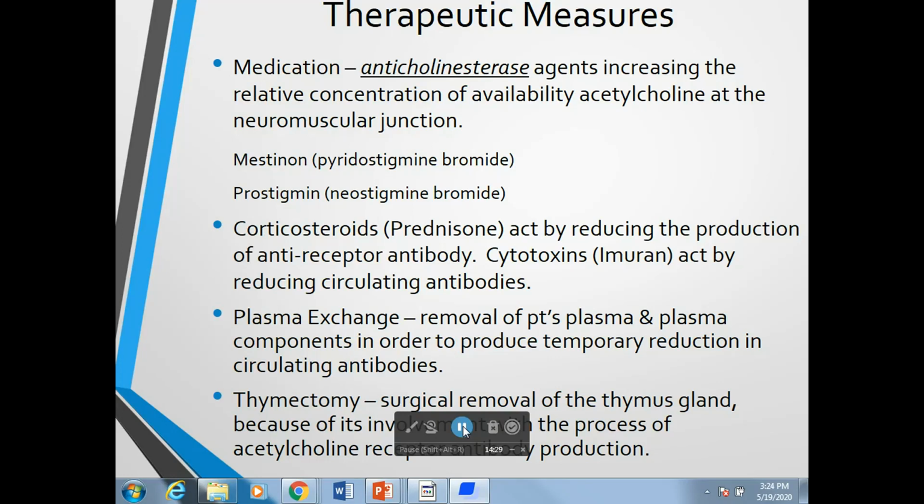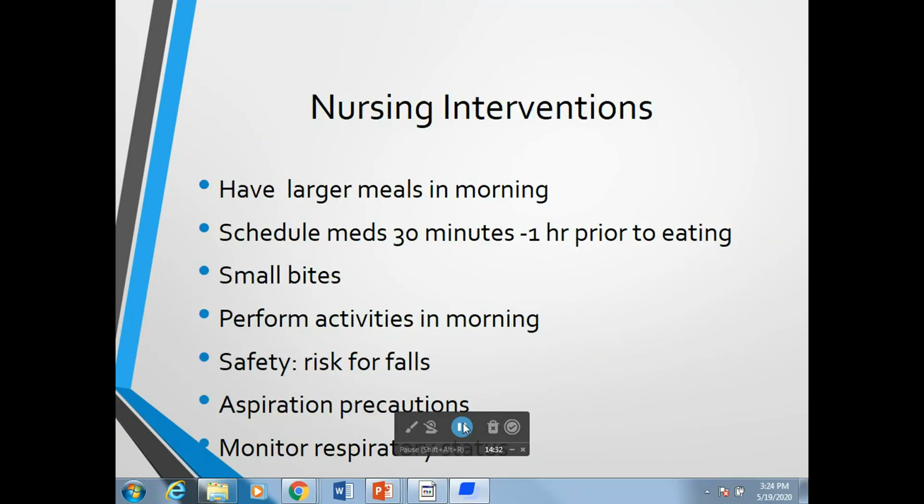So what are some nursing interventions? Well, you want to make sure that they have their larger meals in the morning, because that's when they're going to have more strength. Remember that in the morning they will have more strength, and as the day goes on they become a lot more fatigued. Scheduled medications need to be given about 30 minutes to an hour prior to eating. And why is this? So that they have a reduction in aspiration. Have them take small bites, that way they're not having to chew as long and causing more fatigue. We definitely want to try to perform our activities in the morning and give them rest periods.